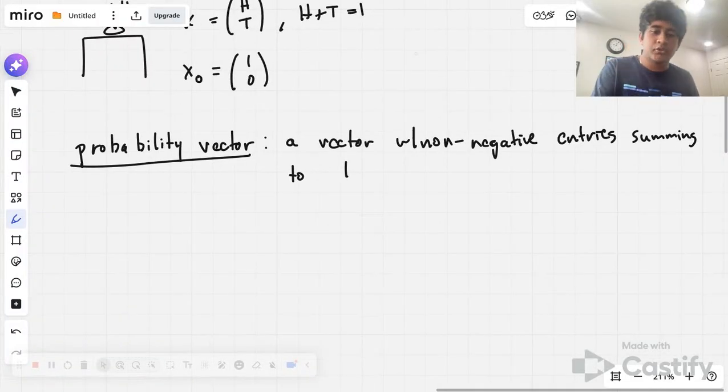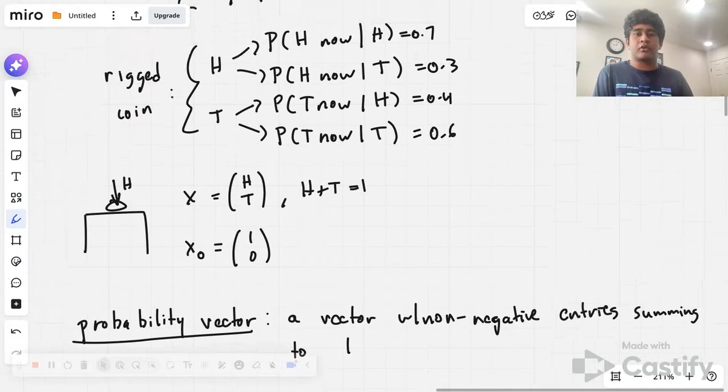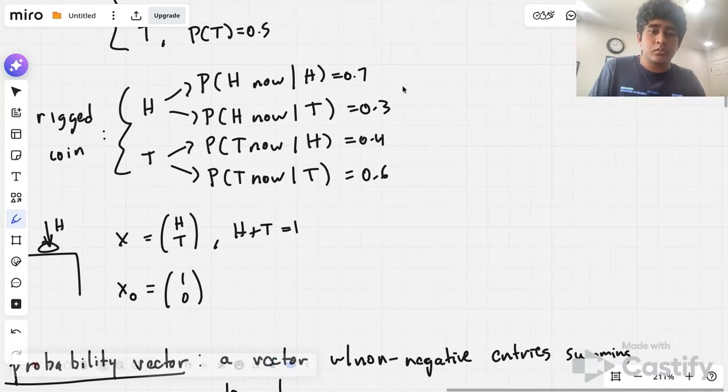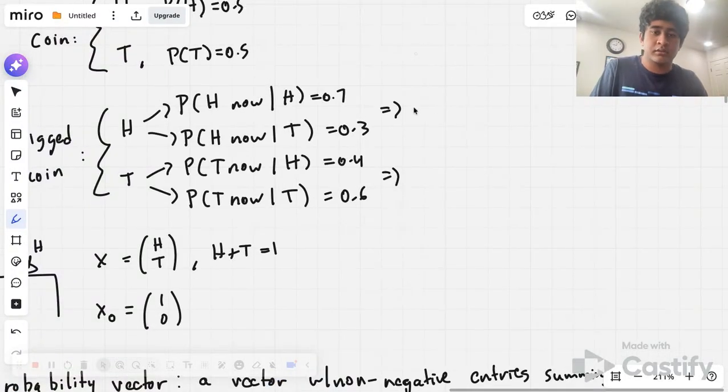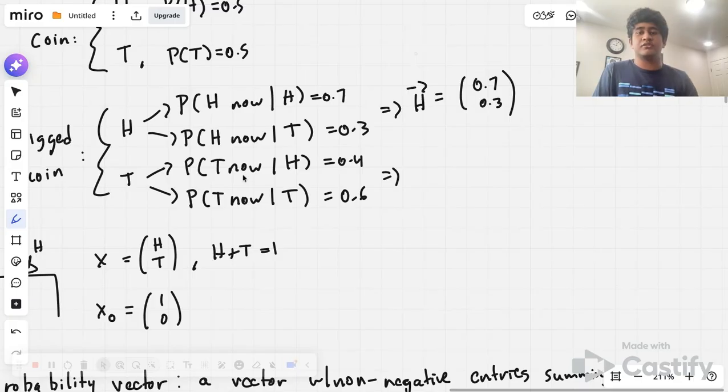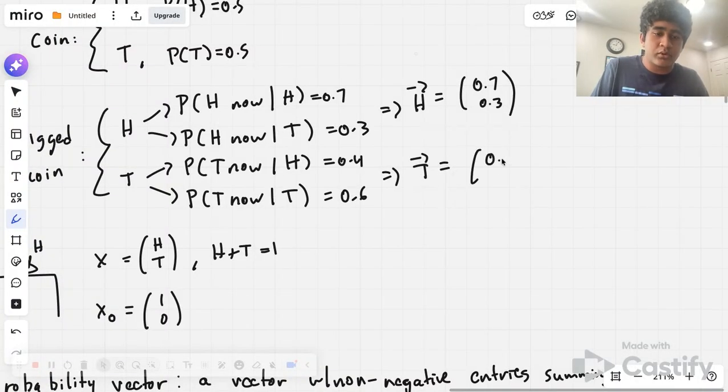Okay. So next, let's organize the rules of our rigged coin into a matrix, right? So for this, we'll write two vectors for the heads and the tails. We'll say the heads vector is going to be equal to 0.7 and 0.3 because this represents all the combinations given we have heads right now. And for the tails vector, we'll write this as 0.4 and 0.6. Remember, it's always important to keep the same notation where we have heads first and then tails, which we're also denoting over here. So both of these are probability vectors.